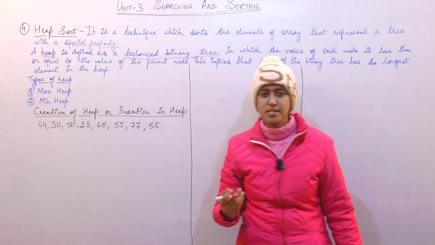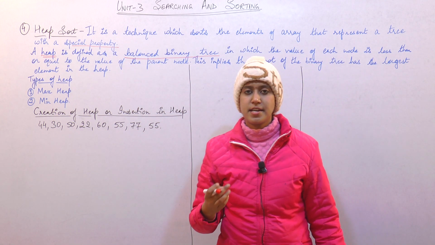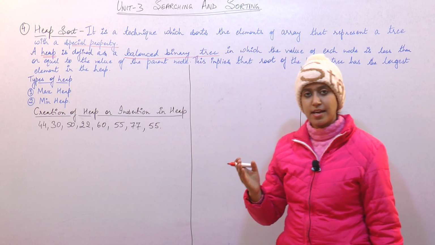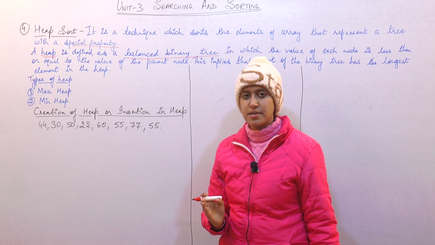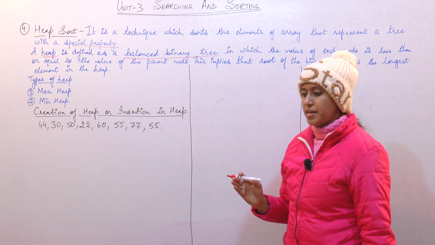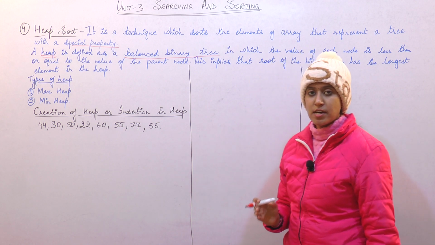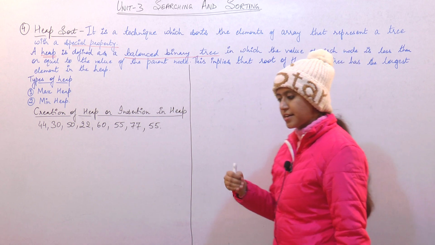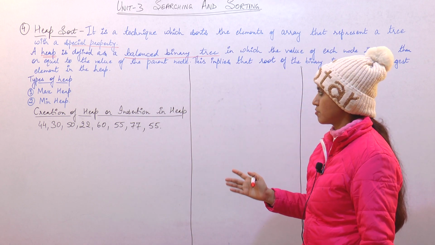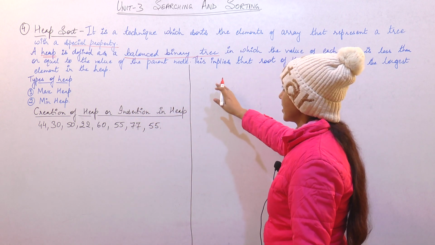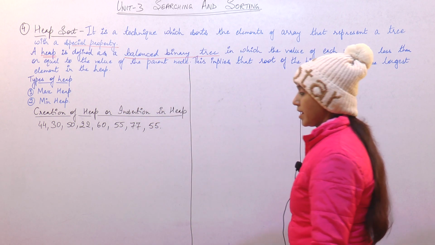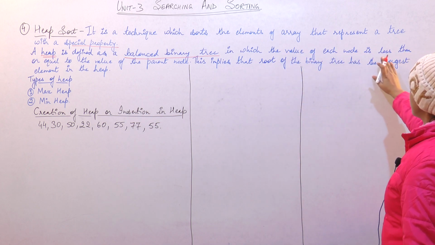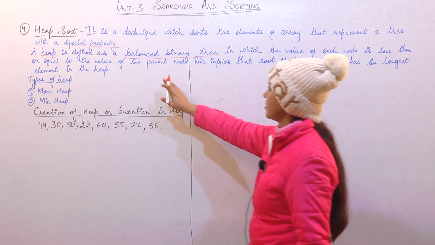Balanced binary tree means the root node of the tree is the maximum value of the tree, the left subtree of the root node will have values less than or equal to the root node, and the right subtree will contain values greater than the root node. That's why we call it a balanced binary tree. So a heap is defined as a balanced binary tree in which the value of each node is less than or equal to the value of the parent node.